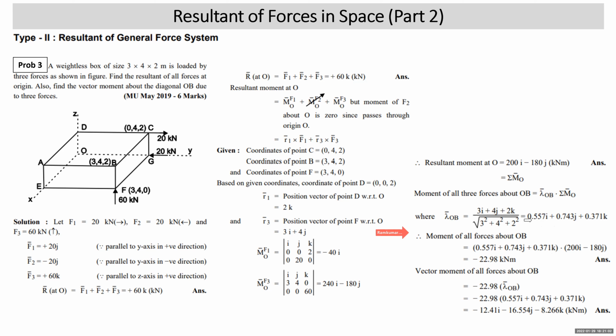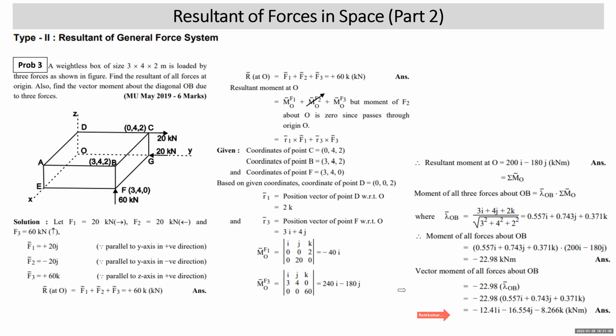What is that? 200i minus 180. So you get the answer in scalar form, minus 22.98 kilonewton meter. You have to get the answer in vector form. So the vector moment of all forces about OB is what? That is the magnitude, minus 22.98, into lambda OB. Lambda OB value can be substituted from here. You will get the vector moment of all forces about OB.